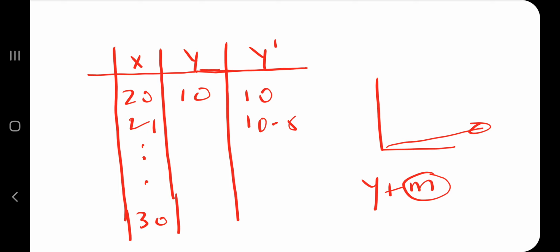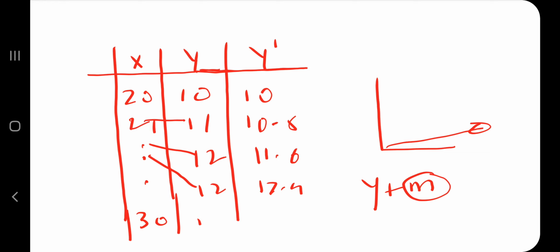10.8 if you simplify it will be 11, right? Again 10.8 plus 0.8, it will be 11.6. So you will write 11.6 and you simplify, you will get 12. Again 11.6 plus 0.8, 12.4. 12.4 if you simplify it will be 12 only. So for each corresponding value, for 21 it is 11, for 22 it is 12, and for 23 also it is 12. Like that it goes on. So till you reach 30,18, obviously you will reach 30,18 at the last.